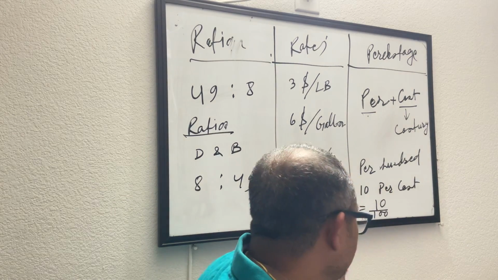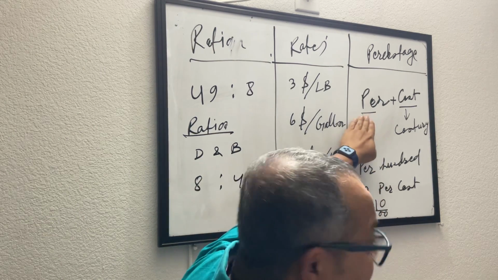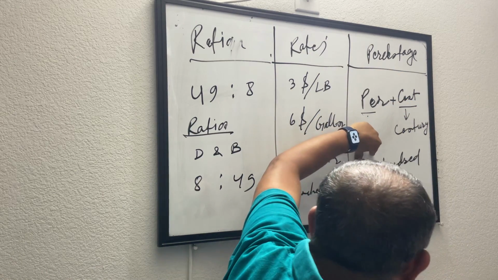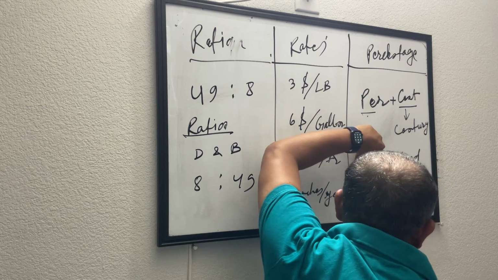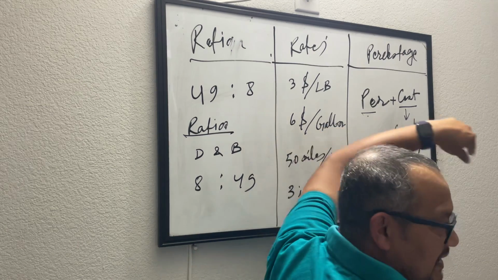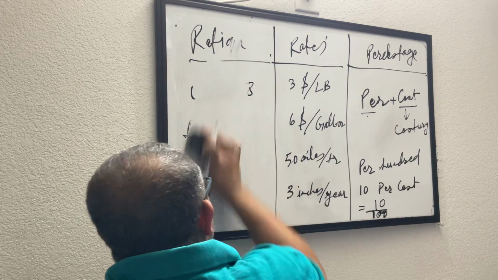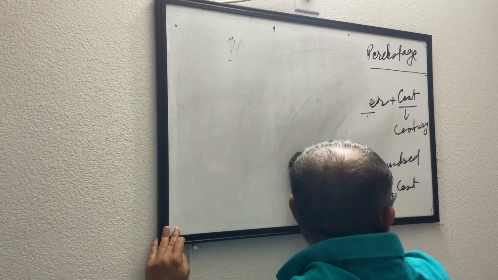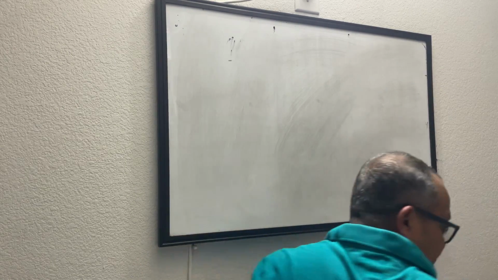Everybody here, percent is per century or per 100. If I say 10%, I'm talking about 10 per 100. Now, look at it. If I say, what is 100% of 20? What is 100% of 20?